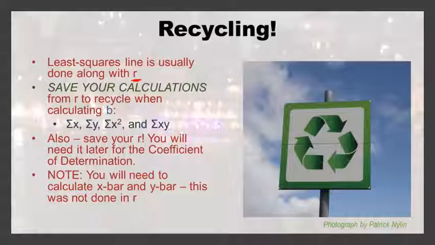So everything that you calculated when you calculated R, all of your sums, you're going to need this to calculate for B, or the slope. And also you're going to need it when we go over the coefficient of determination. So do not throw away your R or your calculations. We build on this. Obviously, x bar and y bar is the first time you're doing this. It was not done in R, but you're doing it now.